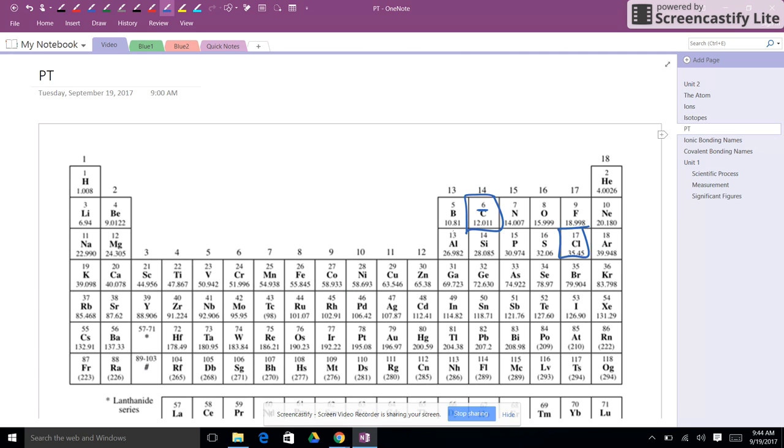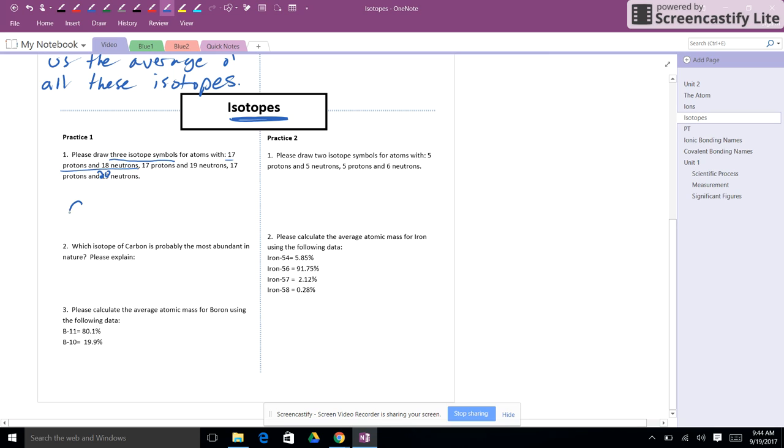So let's look at our periodic table. So chlorine is the atom that has 17 protons. So I'm going to go ahead and write chlorine. And I'm going to go ahead and write the atomic number for chlorine, or the number of protons, on the bottom here, the bottom left. And then to put the mass number up top, 17 plus 18, so we get a mass number of 35.